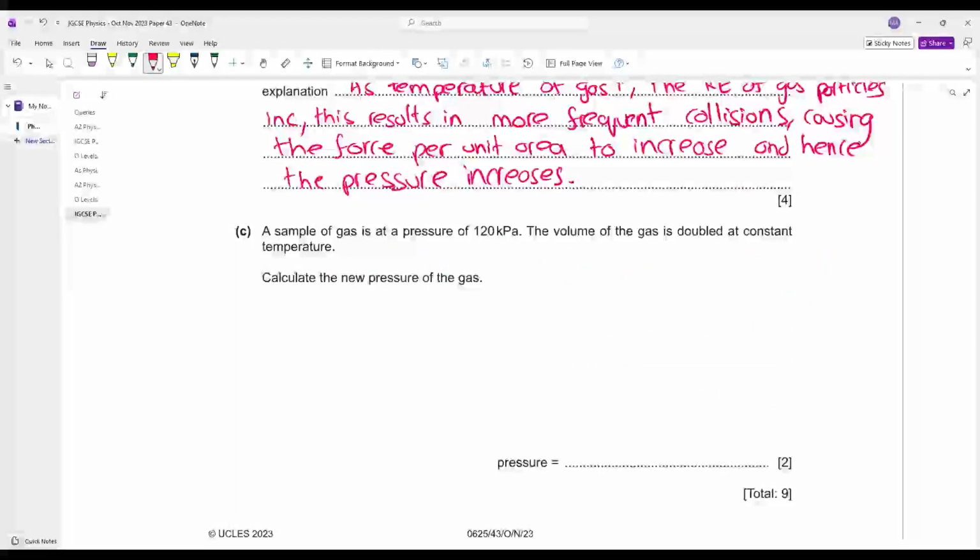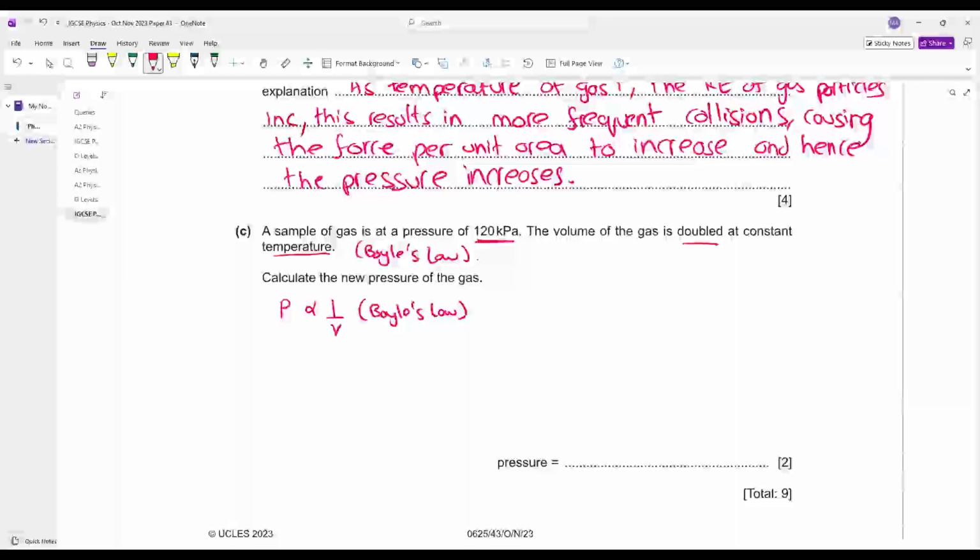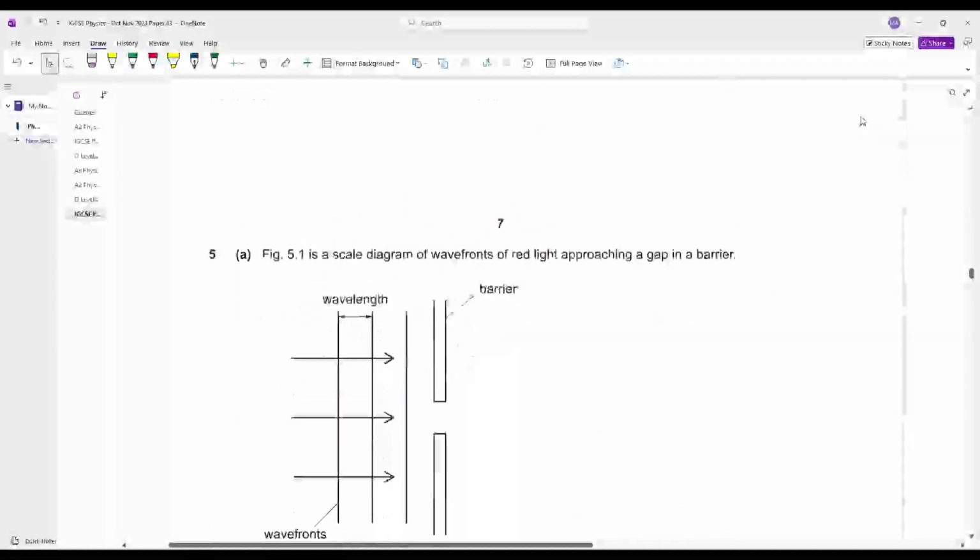A sample of a gas is at a pressure of 120 kilopascals. The volume of the gas is doubled at constant temperature. Which law are we following? Boyle's law. Whenever your temperature is constant and you have to see a relationship between pressure and volume, you will apply Boyle's law. Now your volume is getting doubled. Volume V becomes 2V. What will the pressure become? Half. It will become what? 120 divided by 2. That is equal to 60 kilopascals. Simple.